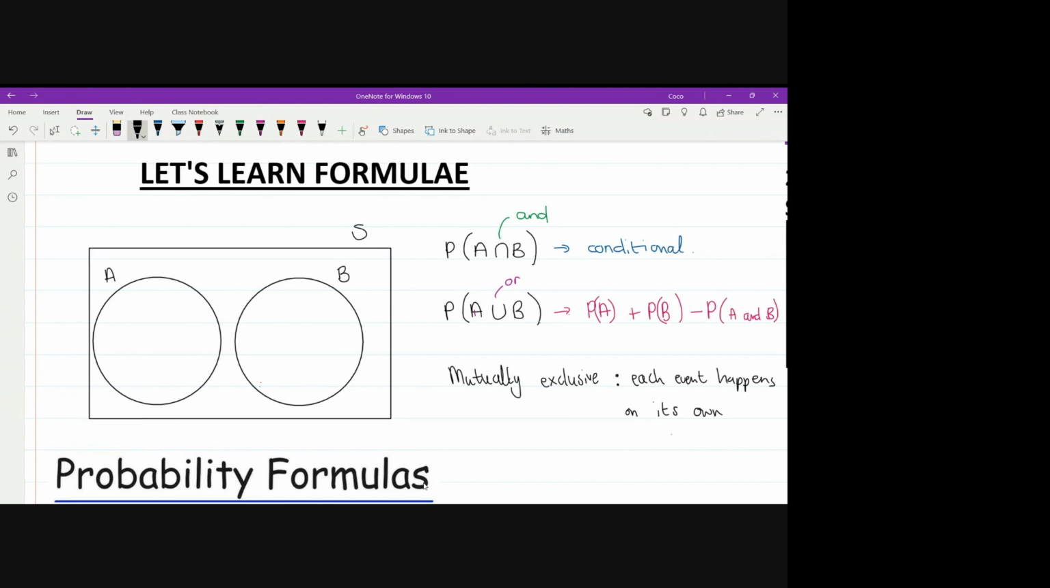And in this case, if I did calculate the probability of A or B, A union B, then I can just say that the probability of A or B for mutually exclusive events is just going to be the probability of A plus the probability of B. Do I need to minus the probability of A and B? Would I need to do that? Yes or no?